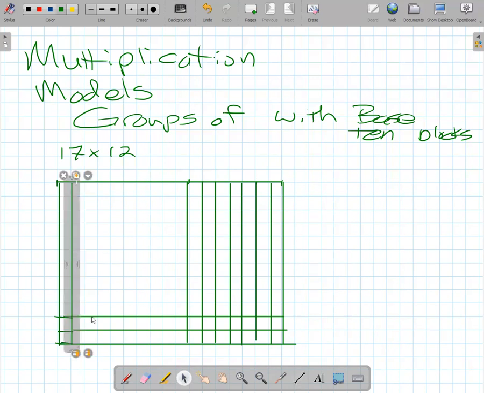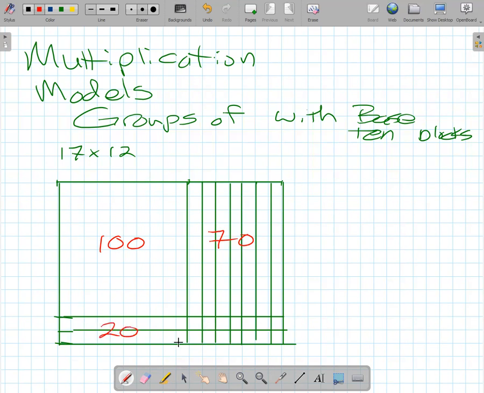So when we look at this, we can see that there's one 100 here, right? And then over here, we have 7 groups of 10 for 70. Over here, we have 2 groups of 10 for 20. And then this group here is 7 by 2. So there should be 14 in that area there. And this also demonstrates what the book calls partial products.